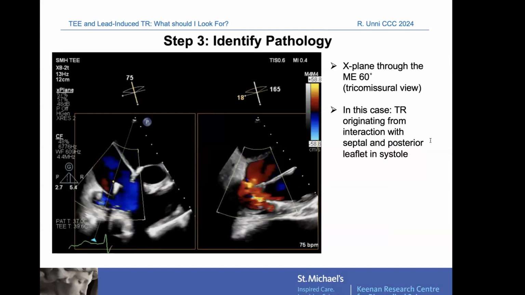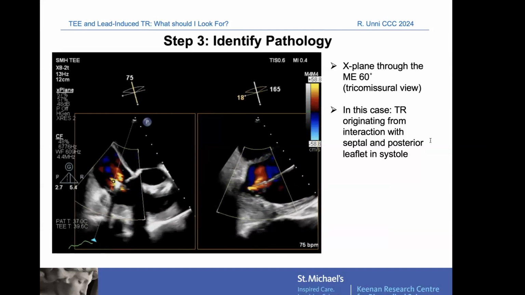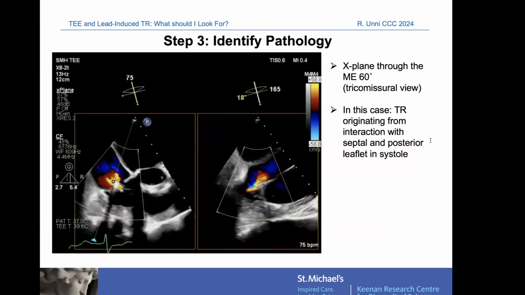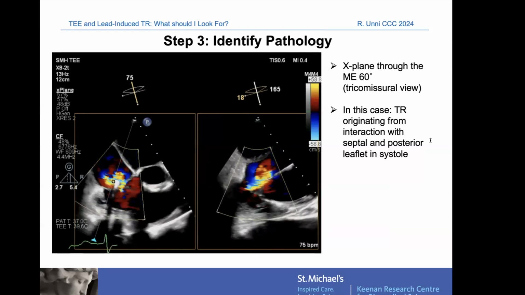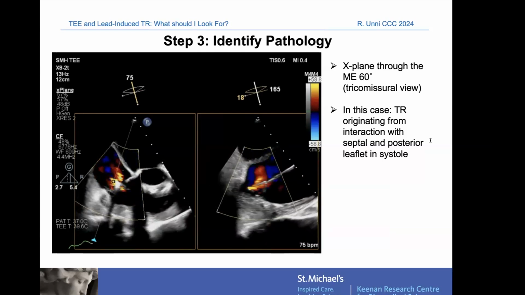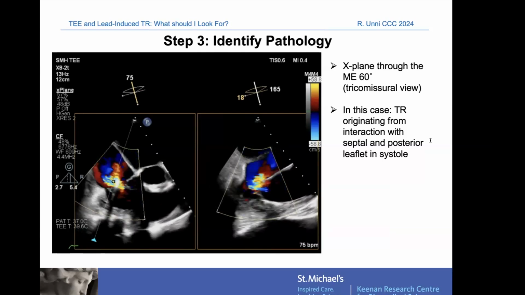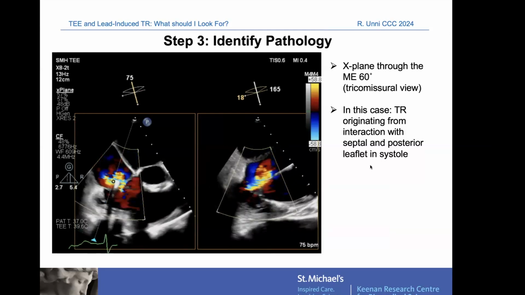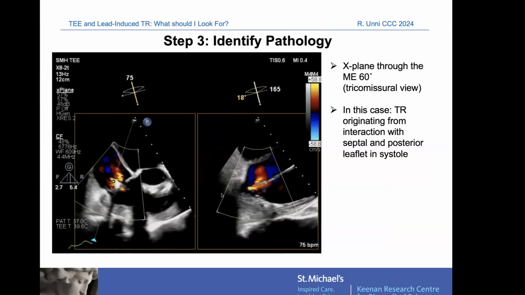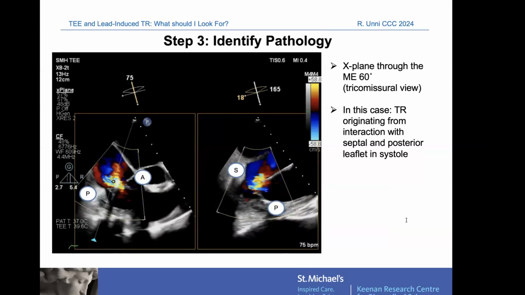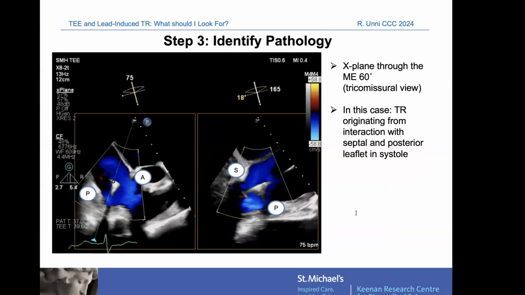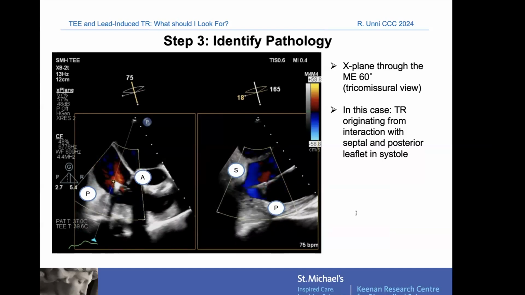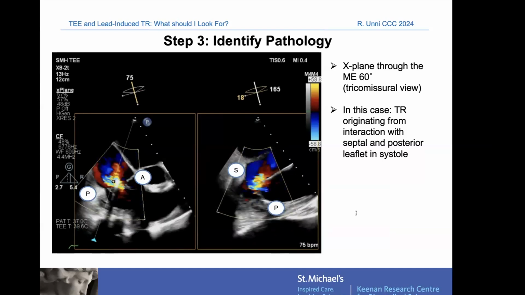So we've now moved to the mid-esophageal view, or the tricommissural view. For the residents, because you haven't seen this view too much in TEE, the way that I see it is kind of like an upside down parasternal short axis at the level of the aortic valve. So you see ideally two leaflets at any given time on the left side, the anterior and the posterior leaflet, and then when you X-plane through, you should see that leaflet and the septal leaflet.